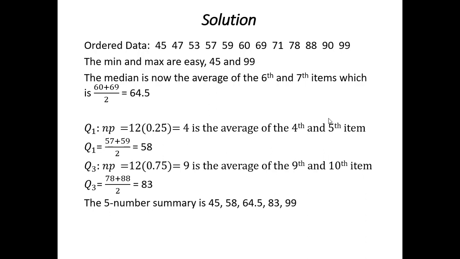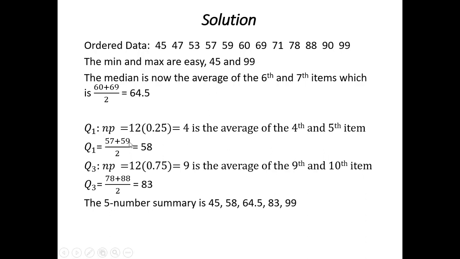Okay, here's the solution. So the ordered data set looks like what you see here. We have 45, 47, etc. The min and the max are easy, 45 and 99. Now to find the median, before we had just the middle value, okay, but now I have 12 data values. So the median is the average of 60 and 69, the two in the middle. Okay, so that gives us 64.5.